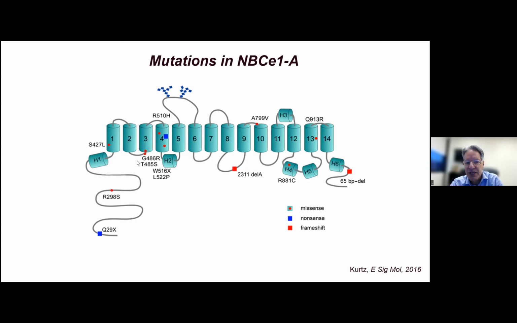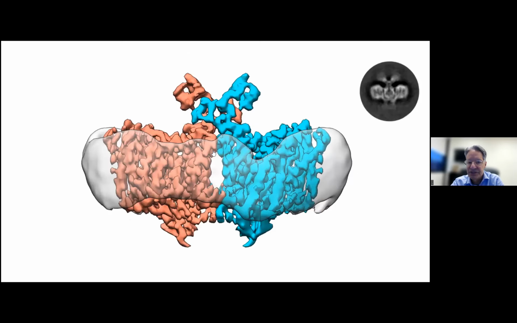But there are mutations throughout the protein. Some of them are stop codon mutations where the patient can't even make the rest of the protein. Most of them are missense. Some of them are frame shift mutations. And this is just from my lab.